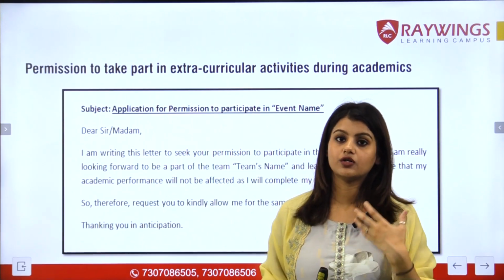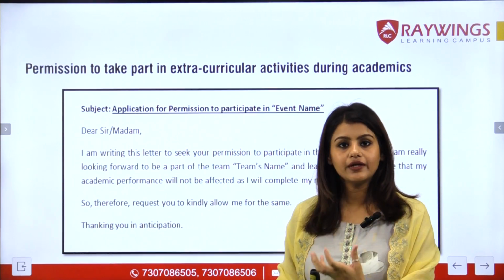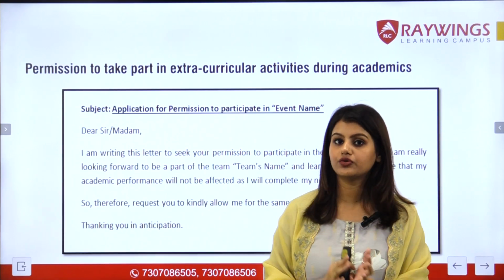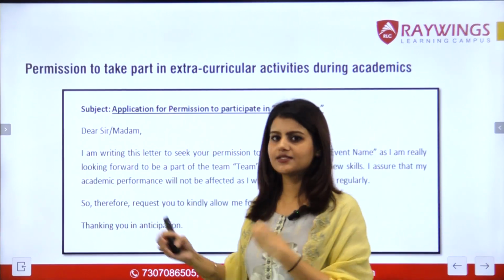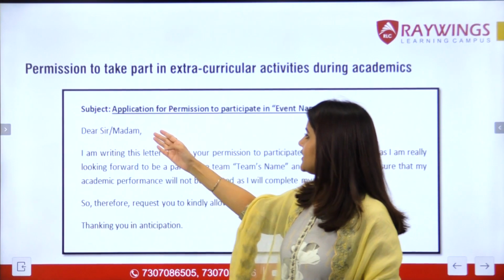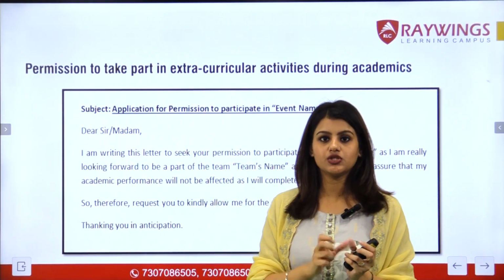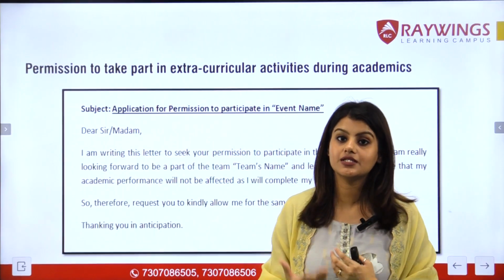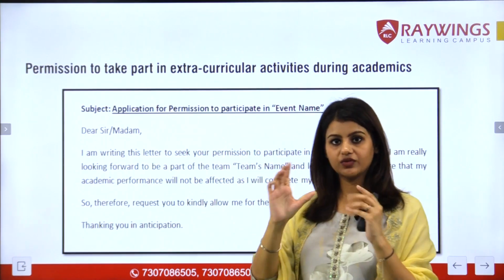So what should be the content, how you should request your head, your coordinator or your director to allow you to take part in that event? Let's look at that. For this case, the subject line should be application for permission to participate in event name. Now, in the subject, you mention what the whole content is about. So this is an application for permission to participate in the name of the event.